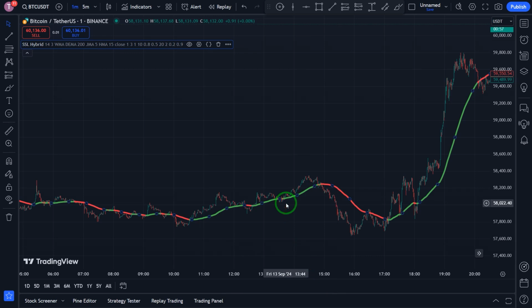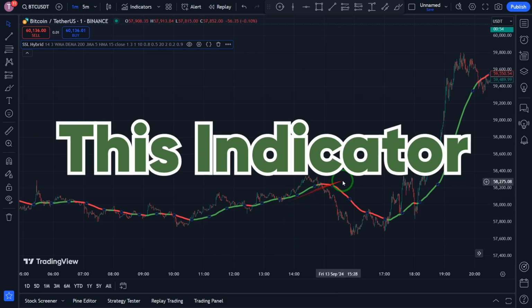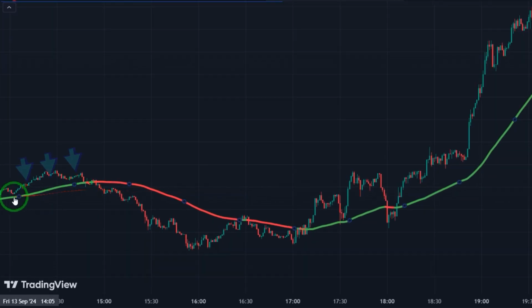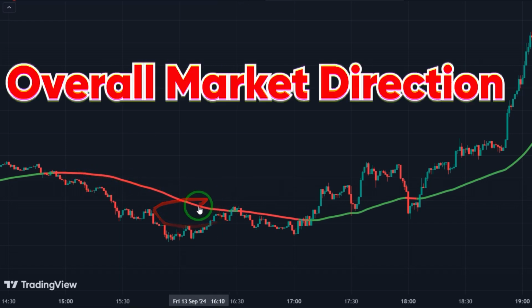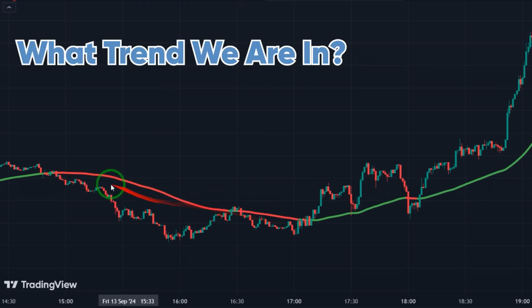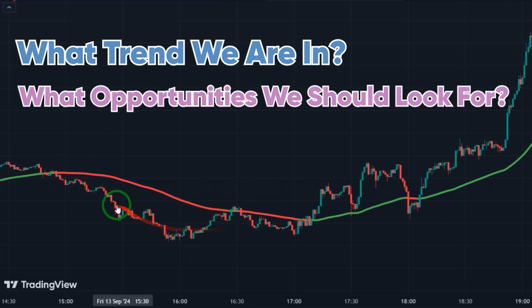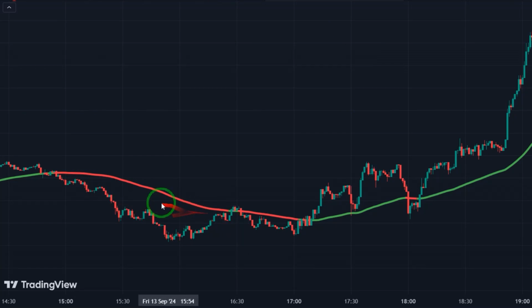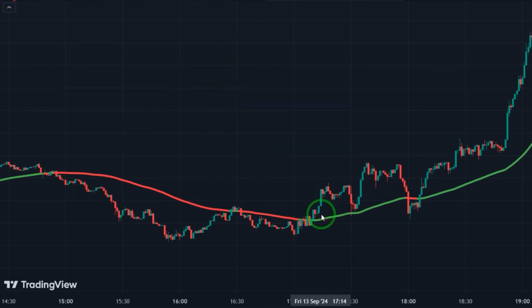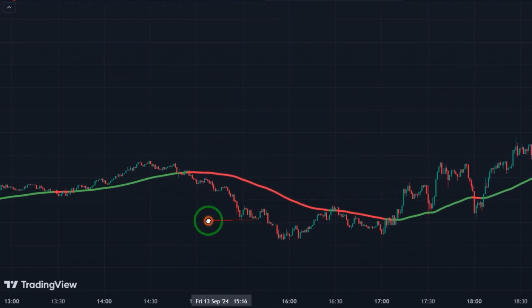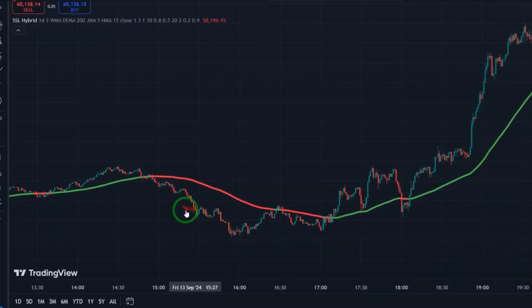After you have made the changes, I need to tell you how you can use this indicator. Here we observe a line that keeps changing color, and I must tell you that these color changes are important for us. We use this indicator as a tool to determine the overall market direction, which helps us understand what trend we are in and what opportunities we should look for. In general, if you cannot understand what trend you are in, you definitely won't be able to open the right trades and make good profits, because you might trade against the market trend. So this indicator is a very good one that we can use.